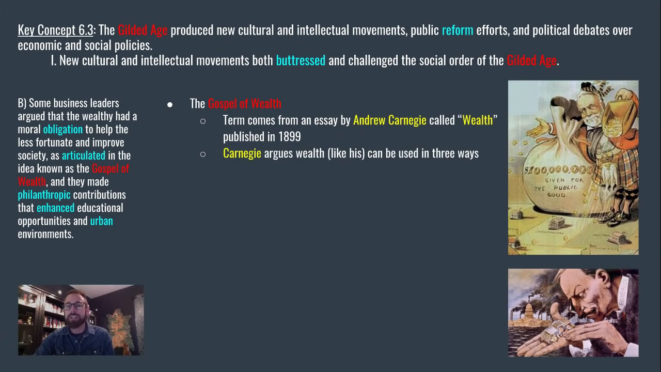Okay, and what he essentially said is wealth like his can be used in three possible ways. One is to bequest it to your descendants and your children, and he essentially says this isn't a good thing, because it means that your children and their descendants are not going to try for themselves when they can just rely on the wealth that you made for them. Okay, so he says this is not what I want to do with my money, though he would do it with some of his money.